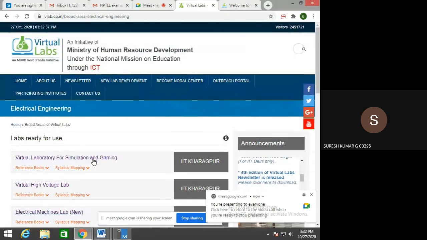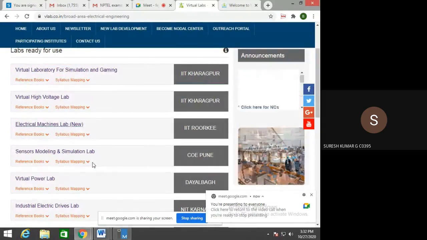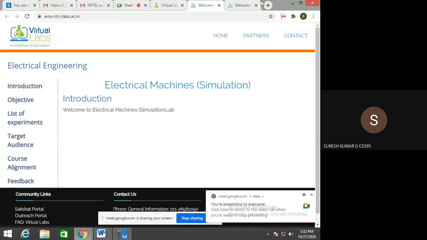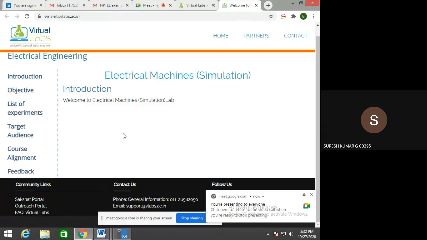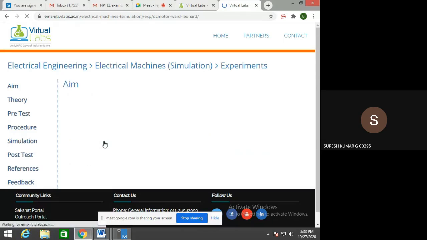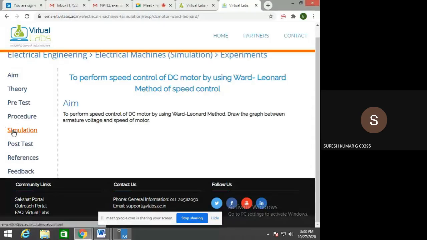vlab.co.in. In that, select electrical engineering as we did before in classes. Go on to the electrical machines lab new. So in the electrical machines lab new, we are having this. So in this, click the list of experiments. There, the fifth experiment is to perform speed control of DC motor by using the Ward Leonard method of speed control. Just click over there. Just simulation.